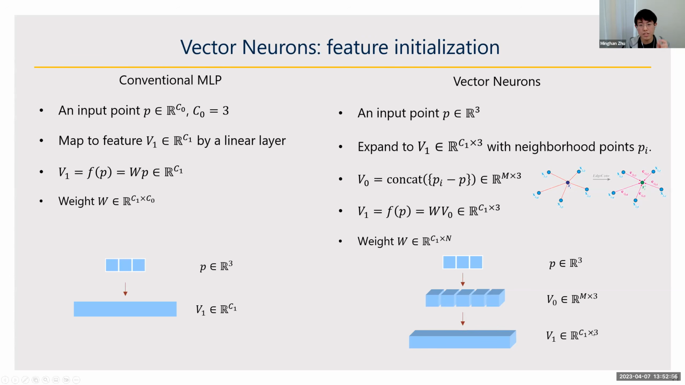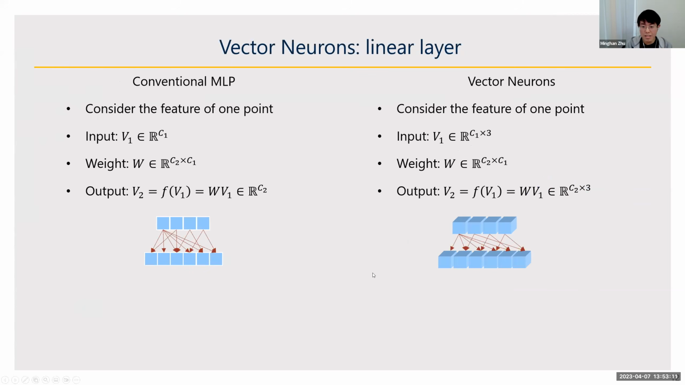So basically, there's a slight difference between conventional MLP and vector neurons. There is a step involving neighboring points to lift the dimension of each point's feature from 1-dimensional to 2-dimensional. That's the only difference. After this, the later parts are pretty straightforward.